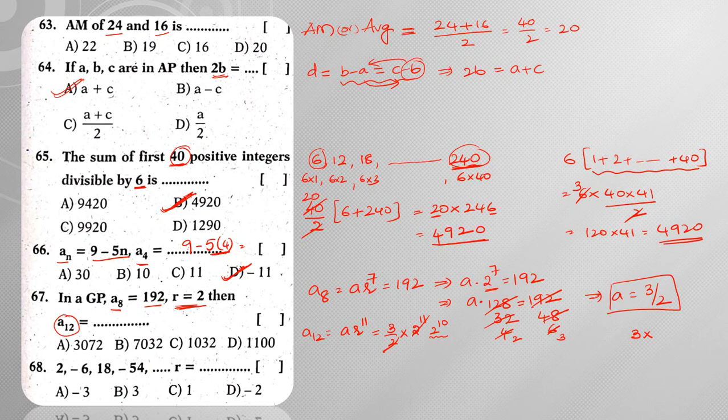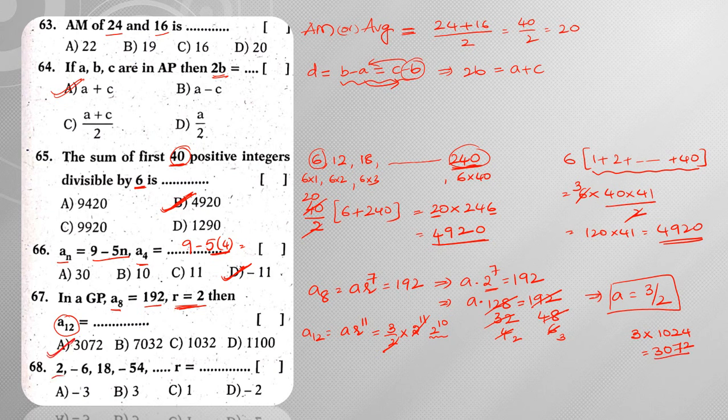So from this what I can say, 3 into 1024. When I multiply, 3 4s are 12. So 1 is carried, 3 2s are 6 plus 1 is 7. 3 zeros are 0, 3 1s are 3. Hence the answer is 3072.